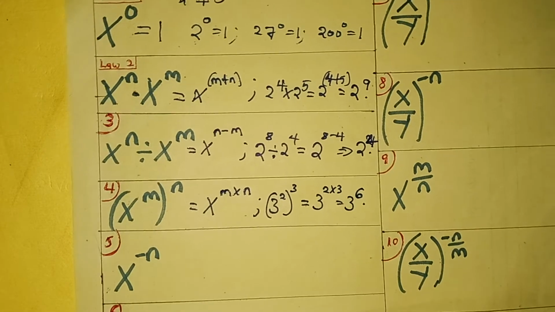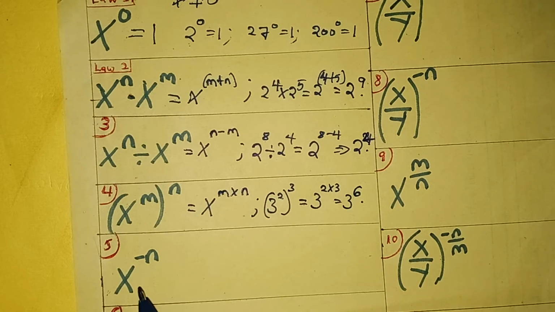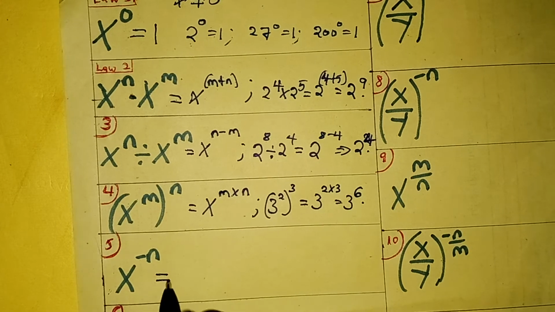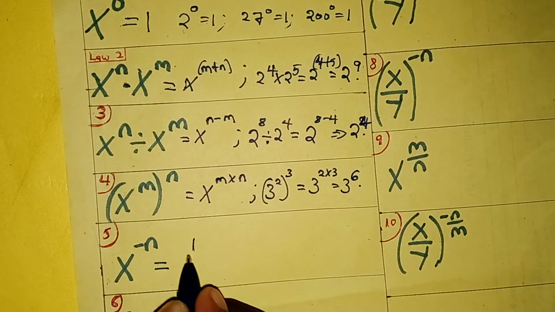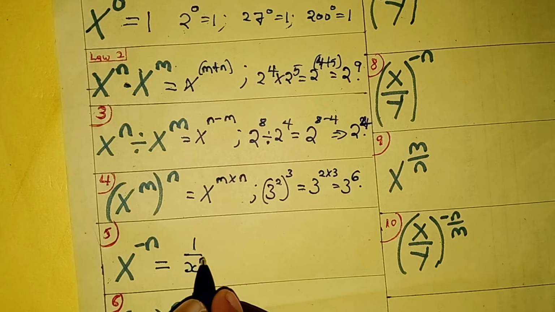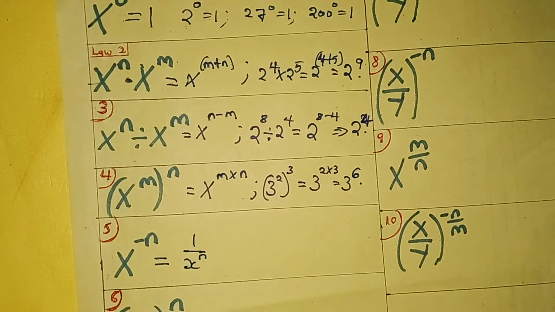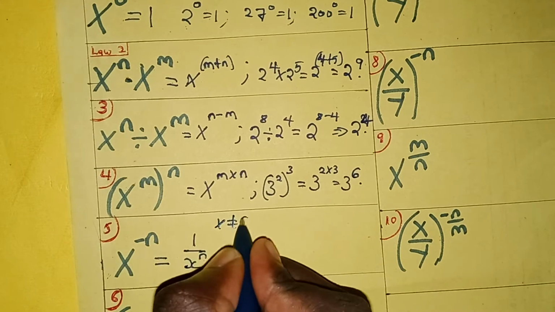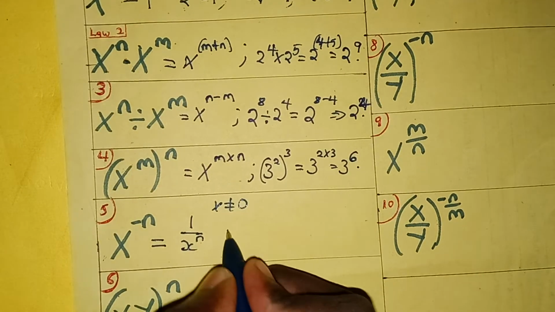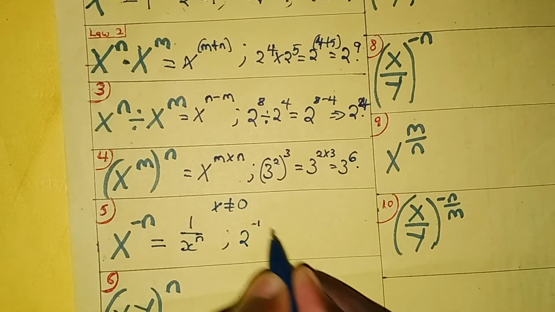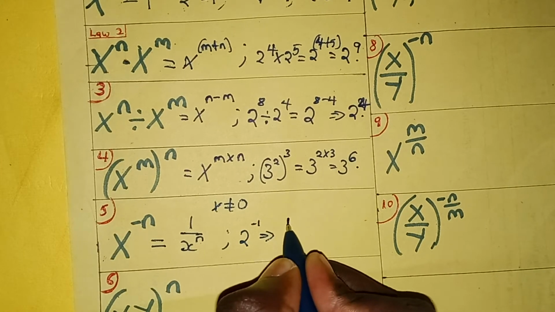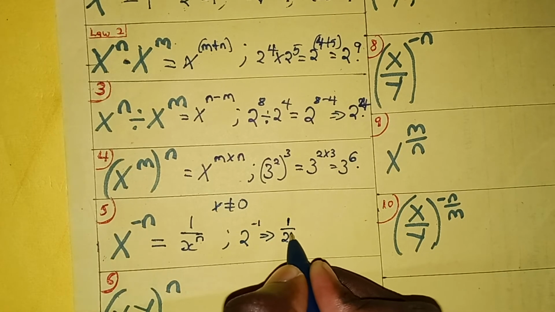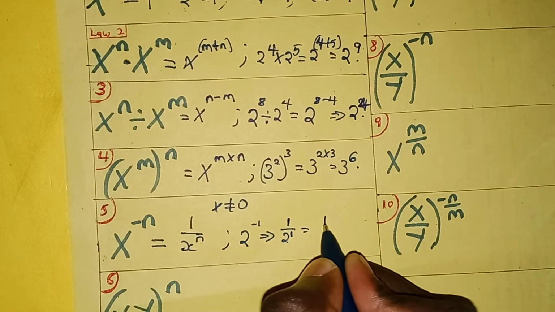Now, the fifth law, x raised to a power of negative n. This is equal to 1 over x power n but positive, where x is not equal to 0. So example, you can have 2 raised to negative 1, which is equal to 1 over 2 raised to 1, which is a half.